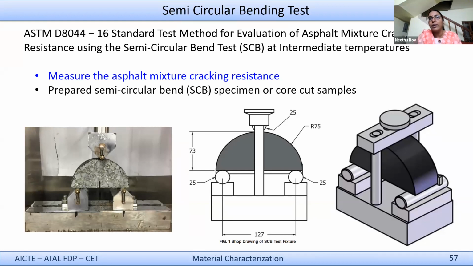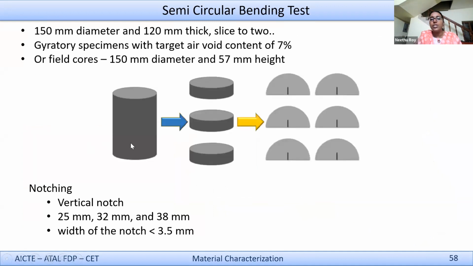But what we are trying to do here is fracture this material. So it is kind of an indirect tensile test. You cast a semicircular specimen and load it from the top. This is your specimen, and you put a notch here to ensure that the failure happens only through that point.